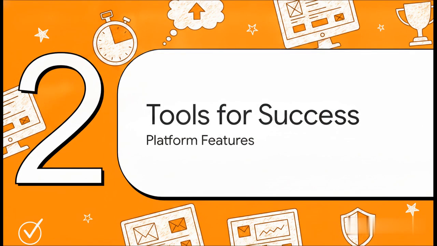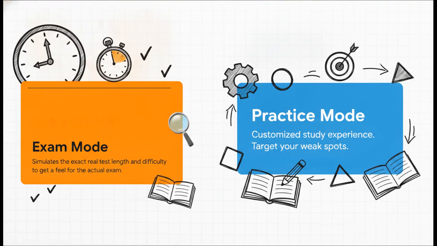Moving right along to Section 2, tools for exam success. The crucial thing to grasp here is the difference between your two main tools. On one hand, you've got exam mode. This gives you a highly realistic dry run, simulating the exact length and difficulty of the actual test. Then, on the flip side, you have practice mode. This is your playground for a fully customized study experience, letting you surgically target your weak spots.